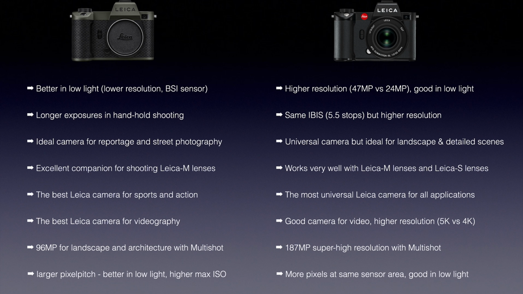And then we have, last but not least, a larger pixel pitch on the Leica SL2-S, which again helps you in low light because you have the same sensor area on both cameras, but on the SL2-S you have on the same area significantly fewer pixels. That means the pixel pitch is much higher, and that of course also enables better shooting in low light and with higher ISO. And that's basically all.